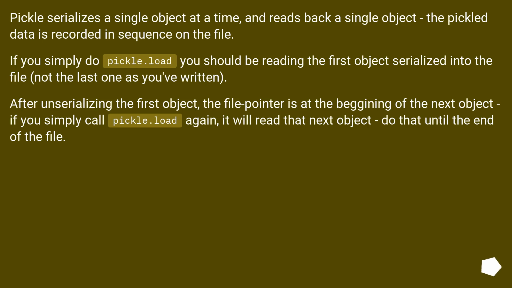Pickle serializes a single object at a time, and reads back a single object. The pickle data is recorded in sequence on the file. If you simply do pickle.load, you should be reading the first object serialized into the file, not the last one as you've written. After unserializing the first object, the file pointer is at the beginning of the next object. If you simply call pickle.load again, it will read that next object. Do that until the end of the file.